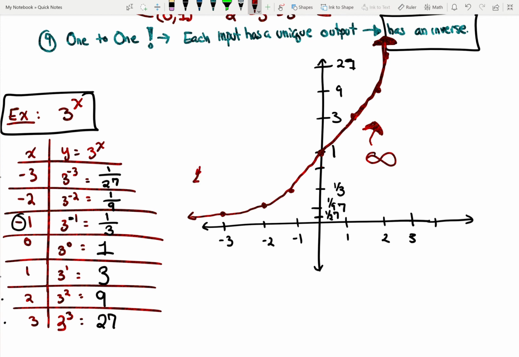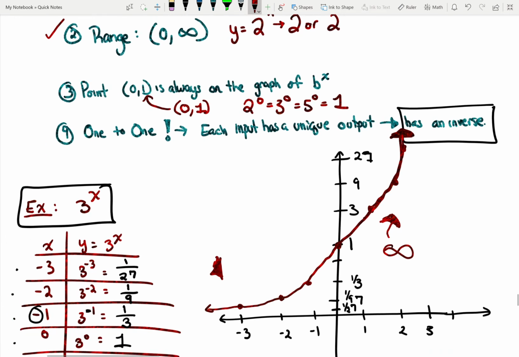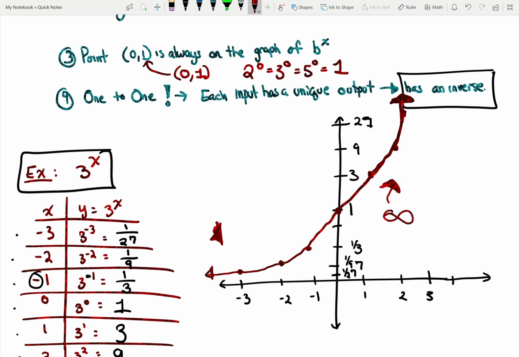Well, as I pick smaller and smaller values for x, my numbers are going to get smaller and smaller for y. However, they never hit 0 because of this rule right here, what we spoke about before. There's no number that I can raise 3 to that will make it 0. So this arrow right here gets very close to 0, but never 0.